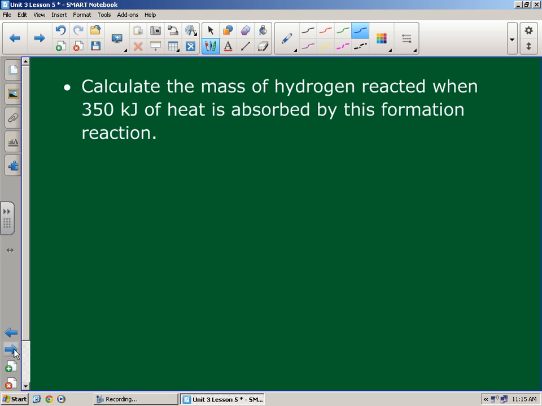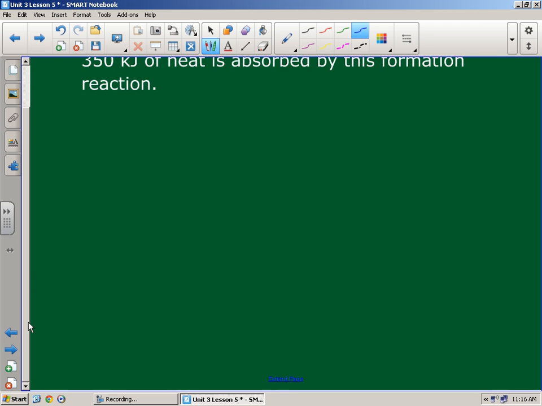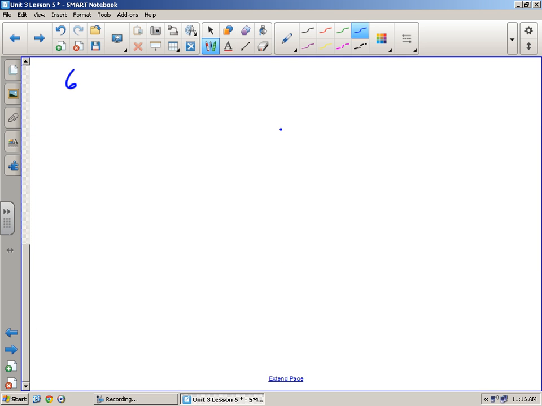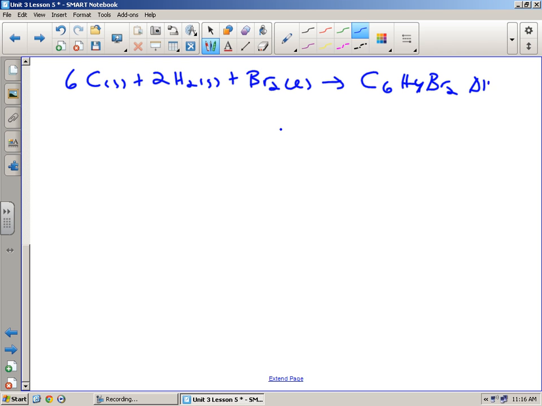The next part says this. It says, calculate the mass of hydrogen reacted when 350 kilojoules of heat is absorbed by the formation reaction. Well, there's a couple ways you can do this. I'm just going to write this out again here real quick, guys. Delta H here is positive 121.4 kilojoules. Okay, so we can use the formula that we used at this time.